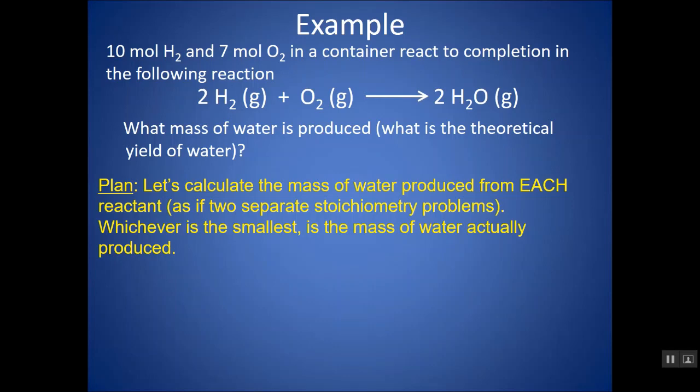Okay, and then I'm going to do the same exact steps, except I'm going to be starting with 7 moles of oxygen gas, turn that into my product, and I'm going to see which starting material gives me the least amount of product, and whichever does is my limiting reactant, and whichever is my limiting reactant, that's really going to guide how much product I can make. What's the theoretical yield?